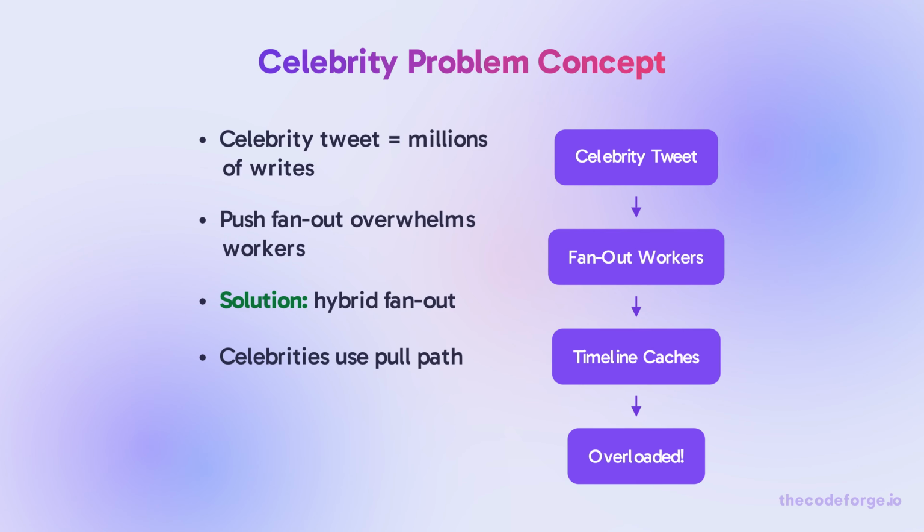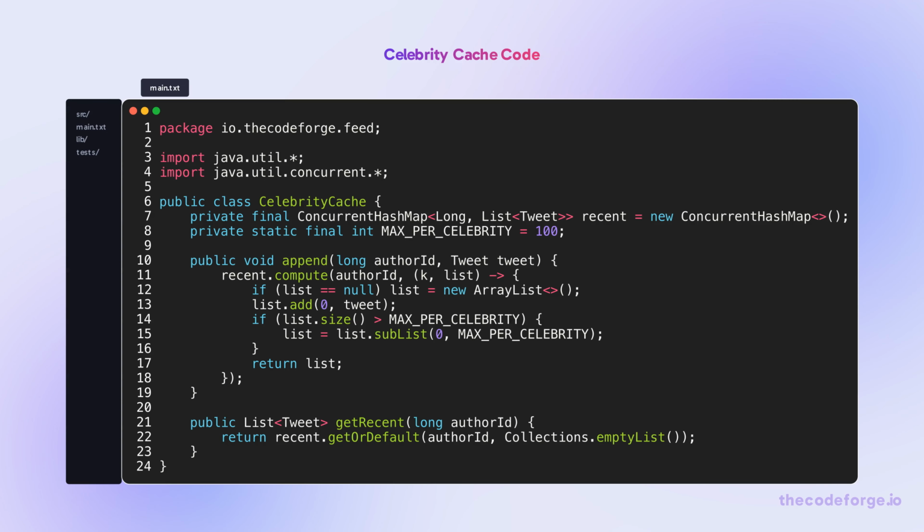When a celebrity tweets, push fanout would require millions of writes, overwhelming the fanout workers. The solution is hybrid fanout. Celebrities use the pull path, so their tweets are not pre-pushed. This celebrity cache stores the most recent 100 tweets per celebrity in memory. When a follower's timeline rebuilds, it fetches from this cache instead of pushing to all followers.